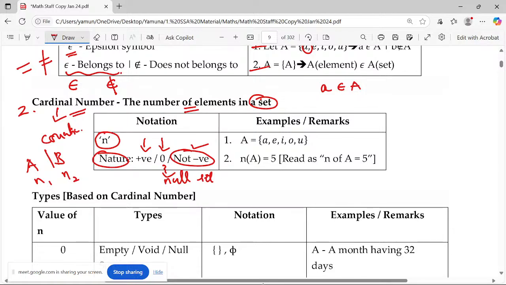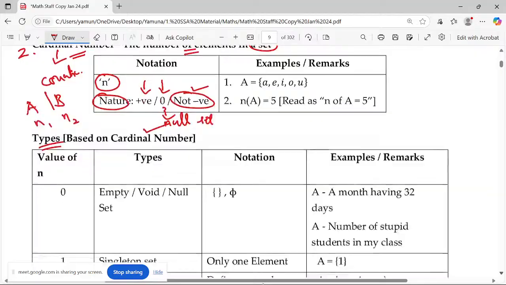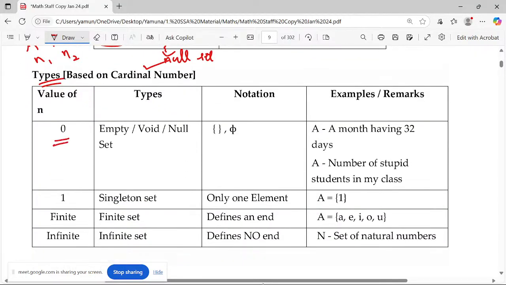Now we'll go for types based on cardinal number. If n is equal to 0, we call the set empty, as no element is present. In mathematics we usually use the term void, which represents empty. Nothing is there means void or null set. The notation is quite important. We just open the bracket, close the bracket and leave it blank, and we can use this symbol. Could you please recall what the symbol is? Phi.